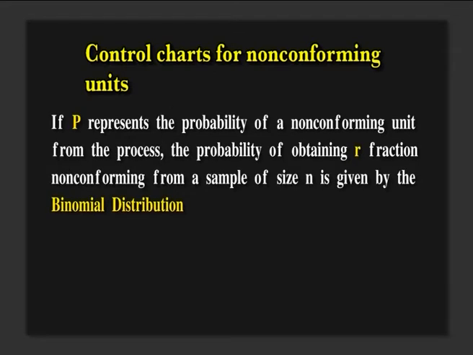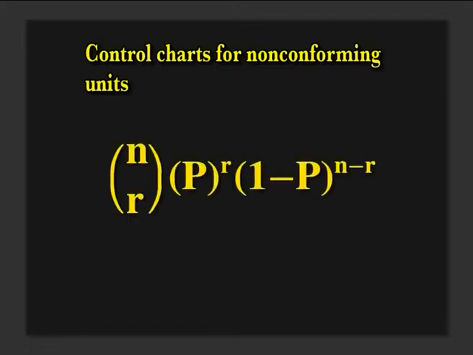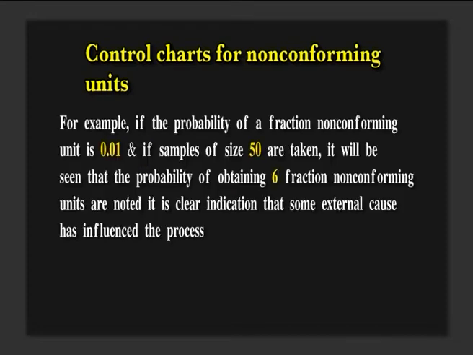If P represents the probability of a non-conforming unit from the process, the probability of obtaining r non-conforming units from a sample of size n is given by the binomial distribution, nCr p to the power r (1 minus p) to the power n minus r. For example, if the probability of a non-conforming unit is 0.01 and samples of size 50 are taken, and 6 non-conforming units are noted, it is a clear indication that some external causes have influenced the process.